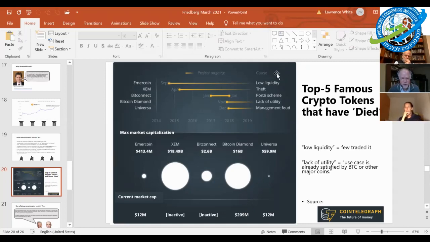And if you look at the causes of the loss of value attributed by whoever made up this chart, they use phrases like low liquidity, which means nobody wanted to trade it, or lack of utility, meaning that it didn't do anything that Bitcoin doesn't do. So if you want to diversify your crypto portfolio, look for coins that do something that Bitcoin doesn't do, provide better security or better anonymity or a better platform for smart contracts like Ethereum.